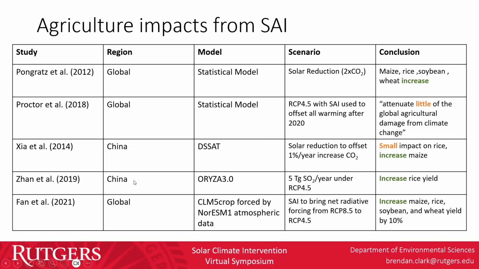Zahn et al. also looked at China using a rice model. The scenario was 5 teragrams of SO2 per year under this medium emission scenario again, and they found that rice yield would increase. And then the most recent study was Fawn et al. It used CLM5 crop with SAI to bring the net radiative forcing from a high emission scenario to a medium emission scenario. And they found that maize, rice, soybean, and wheat yield would increase by about 10%.